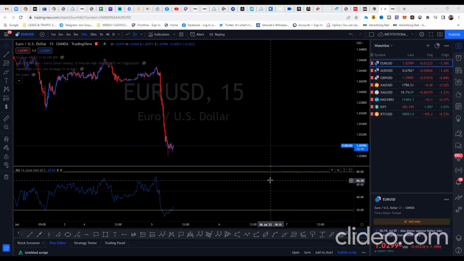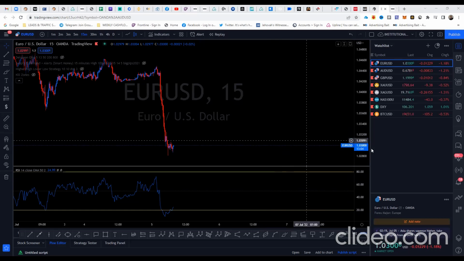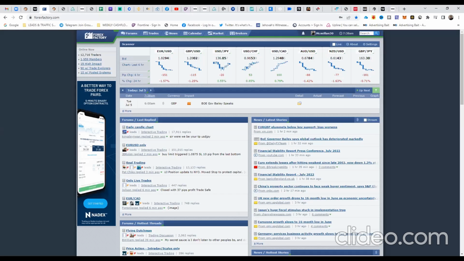It is July 5th, 2022, and we're going to do top-down analysis on EU. Before we do that, we're going to check the news here. As we can see, the GBP is going to be under some news, and that was around 6 a.m. Everything else looks like it's going to be smooth sailing. So let's go ahead and get started.